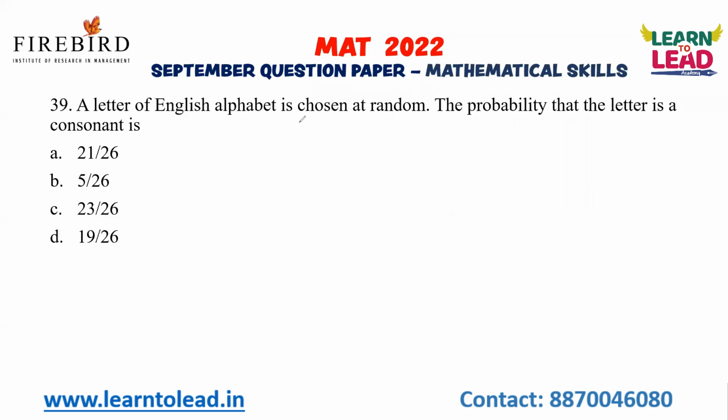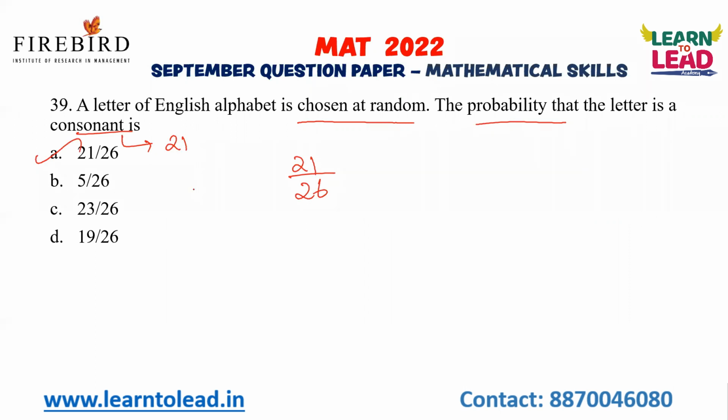See, a letter of the English alphabet is chosen at random. The probability that the letter is a consonant is. See, how many letters are there in the English alphabet? 26. In that, 5 vowels and 21 letters are consonants. So 21 by 26 is my answer. Okay, it is very simple.